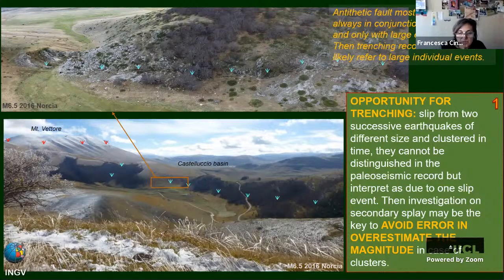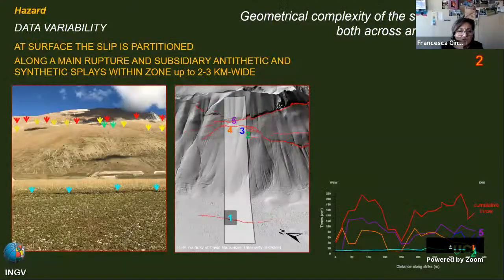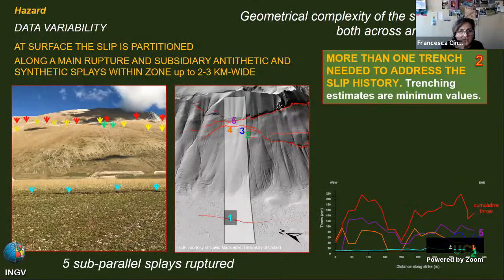Then investigation on secondary splays may be the key to avoid errors in overestimating the magnitude in case of clusters. And the second observation is that, always observing the surface rupture from the Norcia event, 5 subparallel splays fractured within a zone up to 3 kilometers wide. And so more than one trench is needed to address the slip history. If we just dig one trench, we will have really minimum values in our estimates.